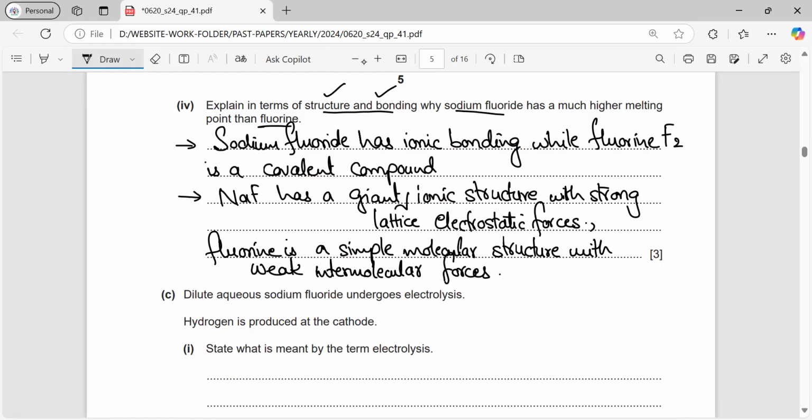That is why to melt, or to overcome the forces of attraction in sodium fluoride, more energy is needed, but fluorine needs less energy.